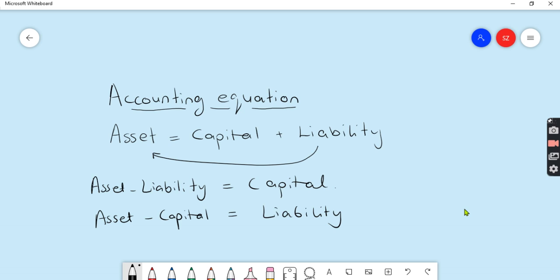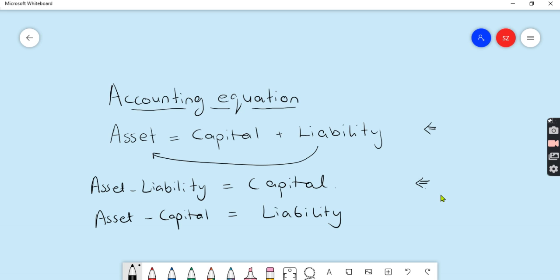So whatever it is, the two sides, whether it's the left hand side or the right hand side, must always be equal to the opposite side. In the accounting equation, what is meaningful is when we have it in this form or in this form. This is what we call the basic accounting equation.